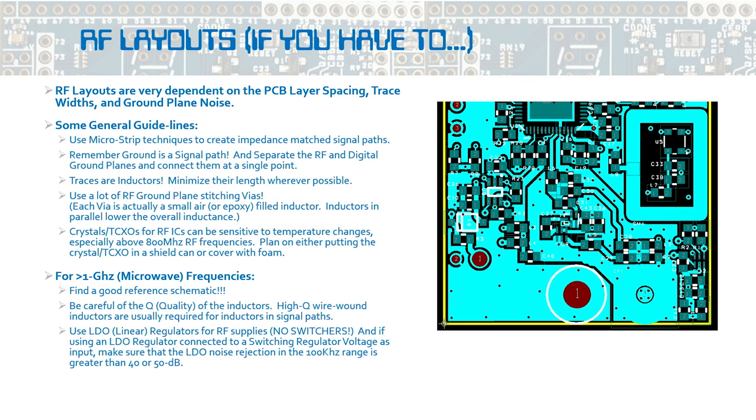I usually recommend having a separate low dropout regulator just for the RF components and making sure that the noise rejection in the 100 kilohertz range is at least 40 or 50 dB. You can find these specs on the regulators themselves, if they're a good one. If they're a knockoff out of the back catalog of a surplus magazine, I probably wouldn't depend on it. But that's the range you want for a clean RF supply to an RF chip.